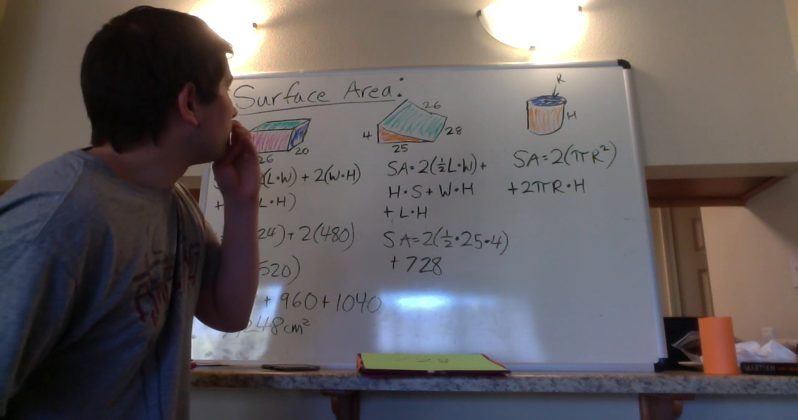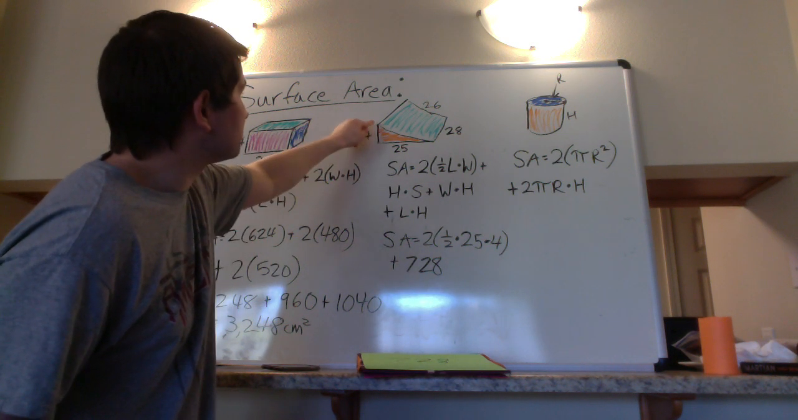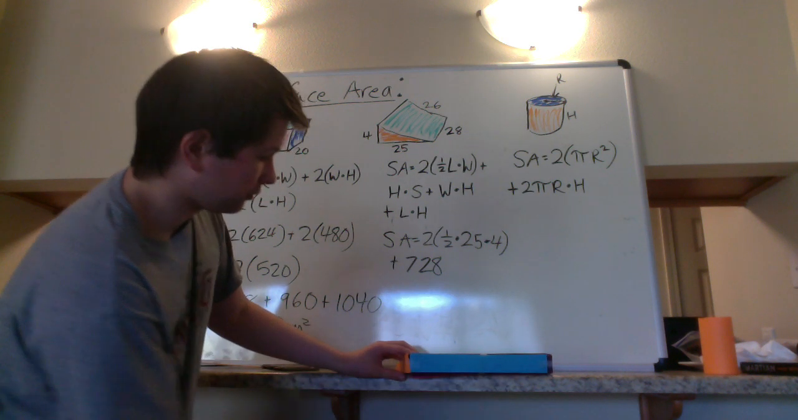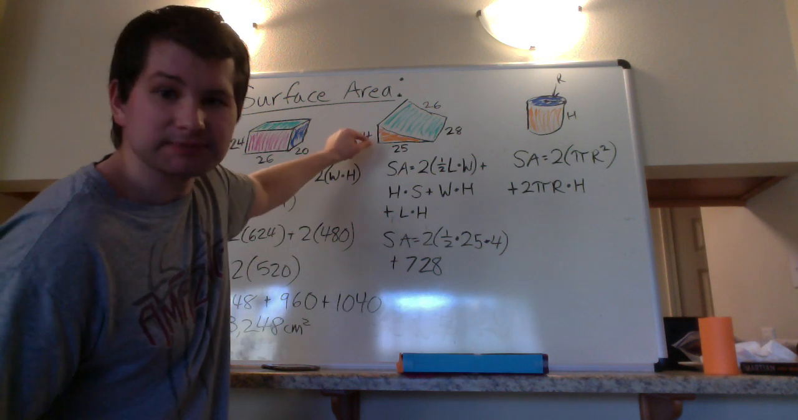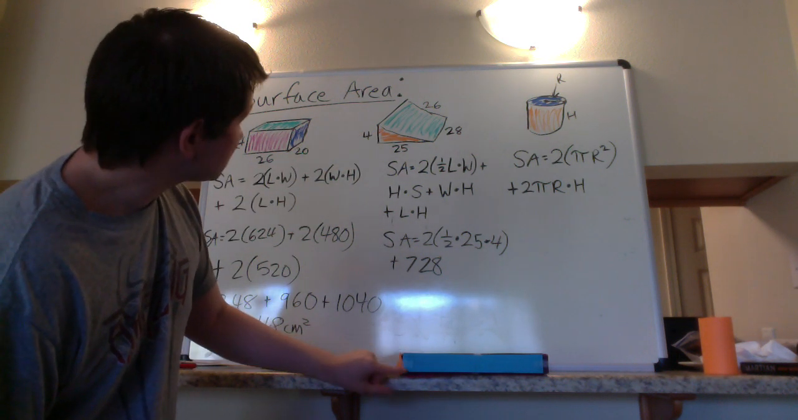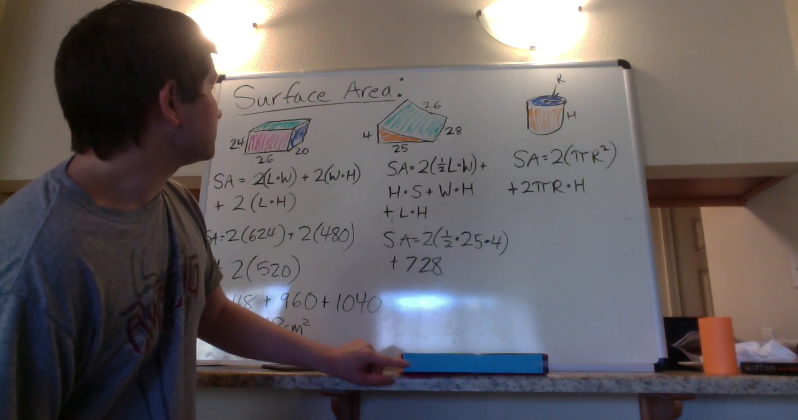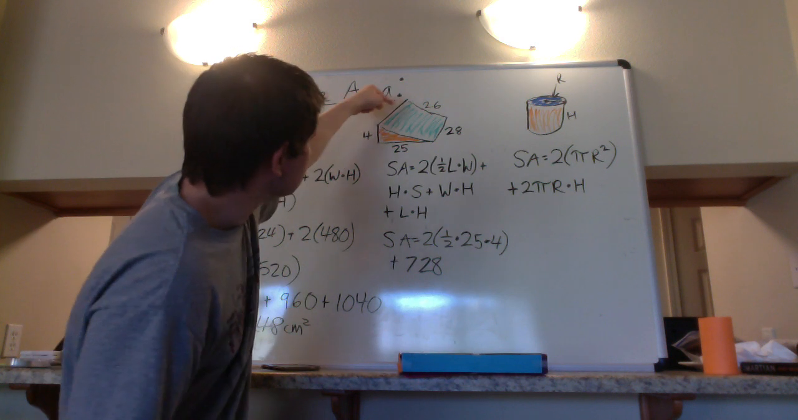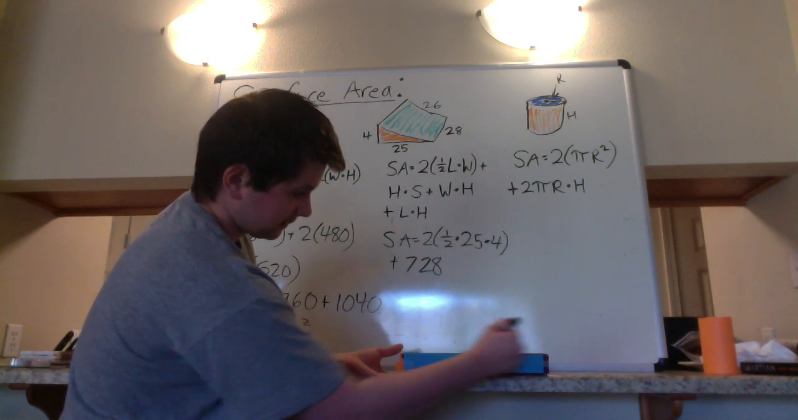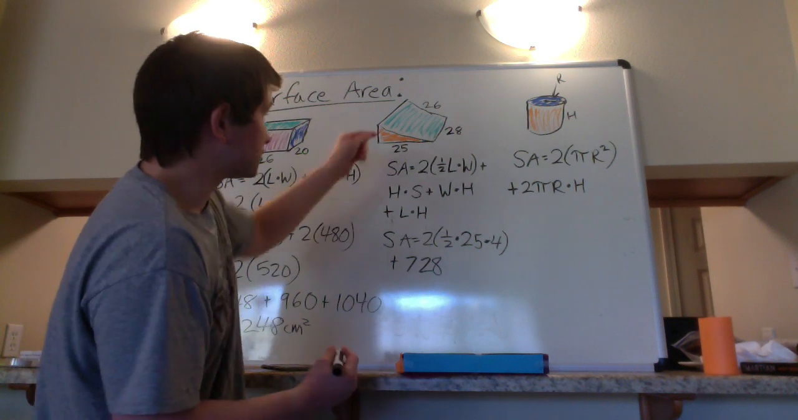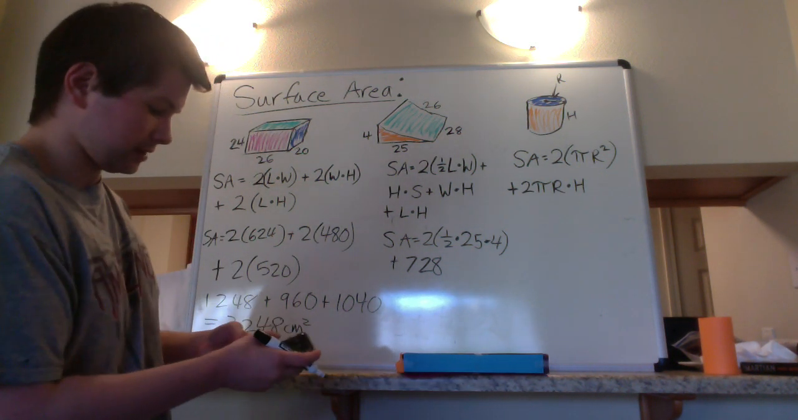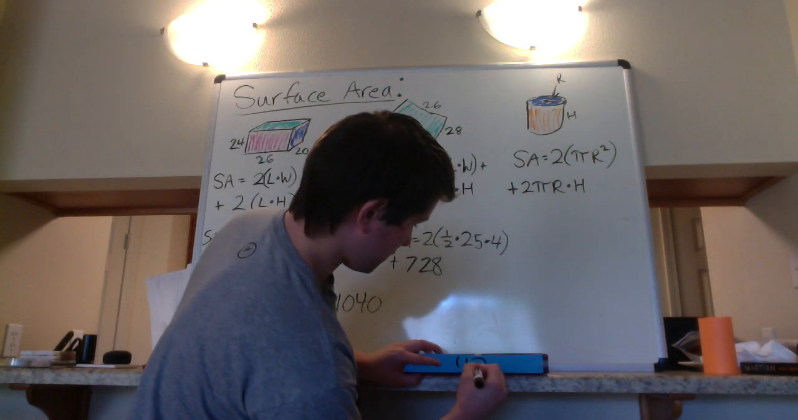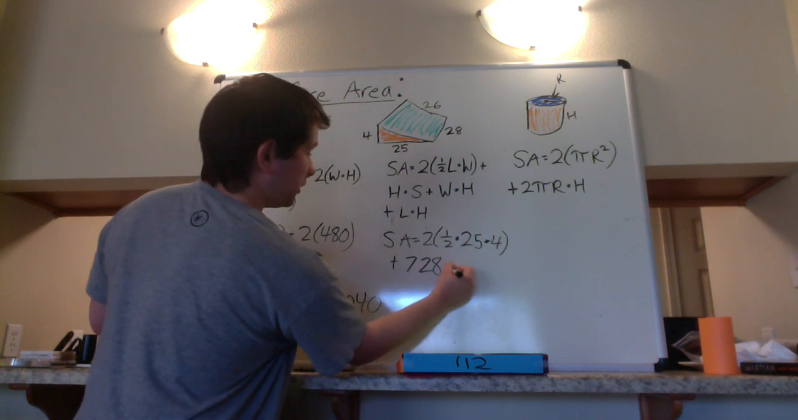Next I wrote width times height, which is going to be this side. It's going to be that back rectangle. Looks pretty thin, which makes sense because this measurement was only 4. So if my width is 4, my height is 28. We said that this length was 28. So we have 4 times 28 to get the area of this rectangle. 4 times 28 gets us 112. Cool.